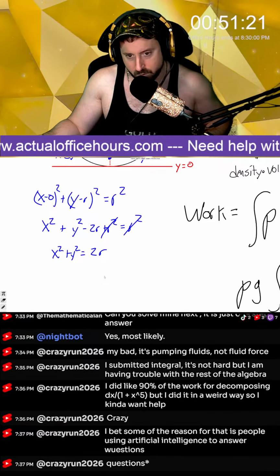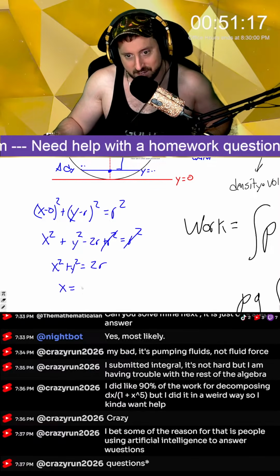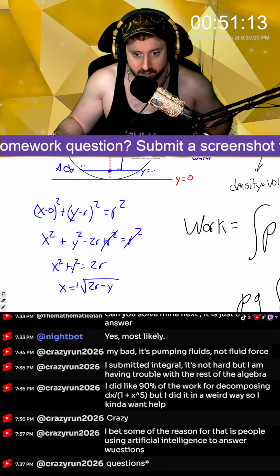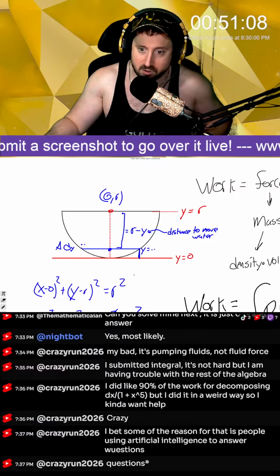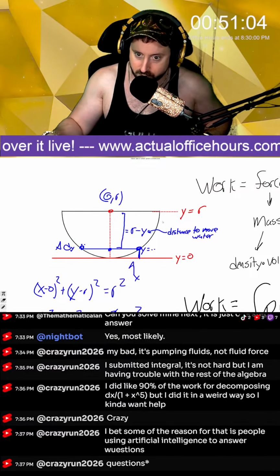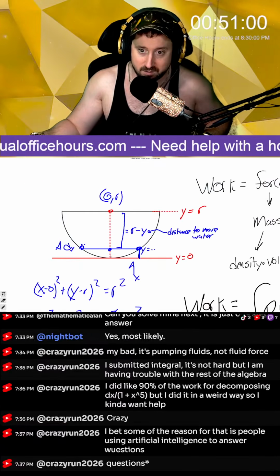Oh, this is actually really cool. So now I can rearrange this. Watch. Then I get x is equal to the square root of 2r minus y. It's actually plus or minus. So this right here tells me what the x coordinate on the circle is as a function of y.